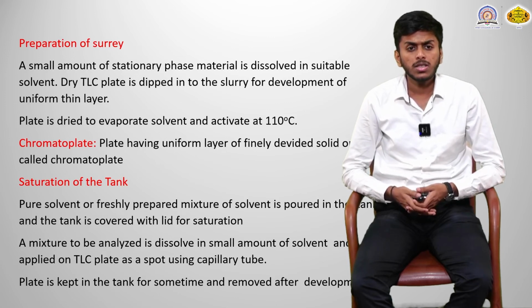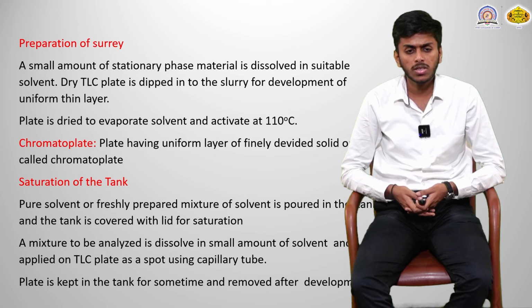Preparation of a slurry. A small amount of the stationary phase material is dissolved in a suitable solvent. A dry TLC plate is dipped into the slurry for development of a thin uniform layer. The plate is dried to evaporate the solvent and activated at 110 degrees Celsius. A plate having a uniform layer of finely divided solid on it is known as a chromoplate. Later we do the saturation of the tank.